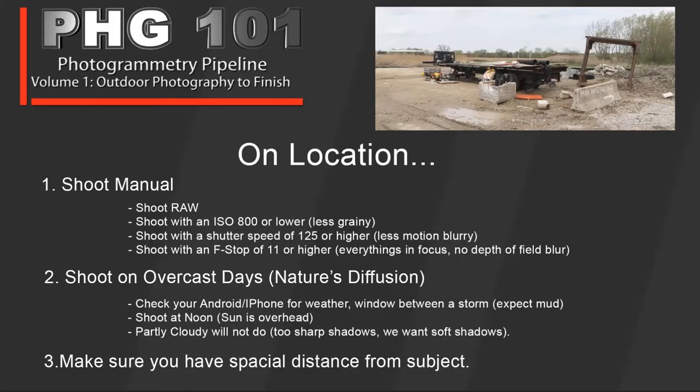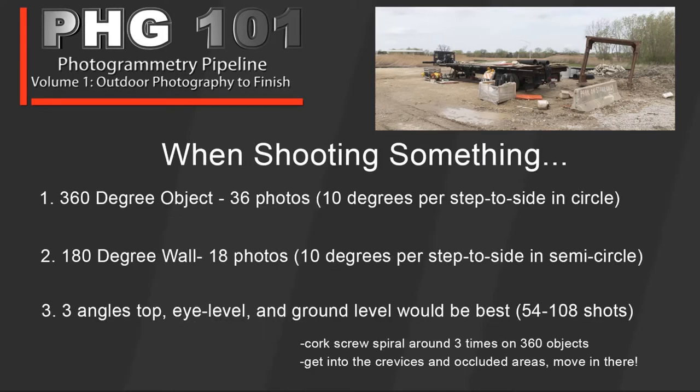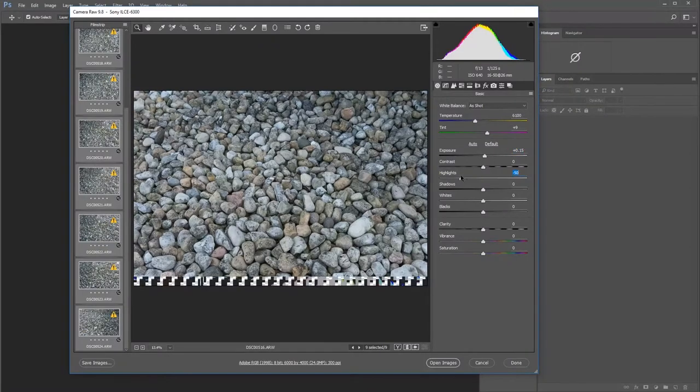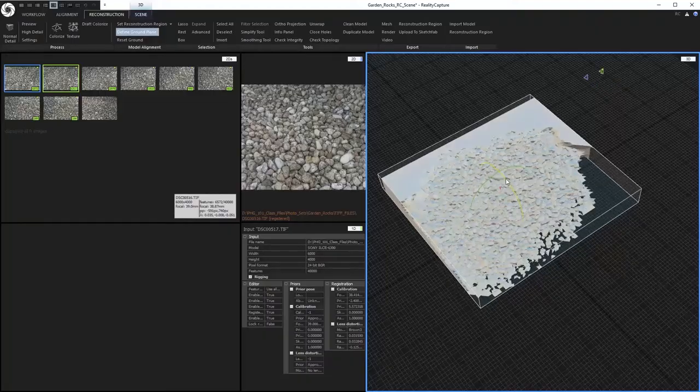We start out by going on location and taking photographs of an active construction site, going through the protocol and proper photography procedures to capture a 3D asset. From there, we put the images through post-processing and bring them into RealityCapture for 3D reconstruction.